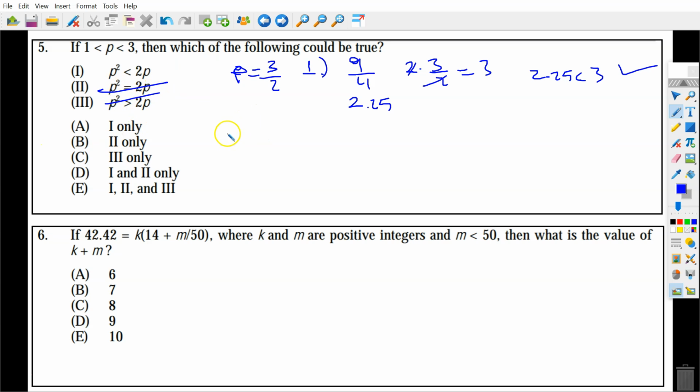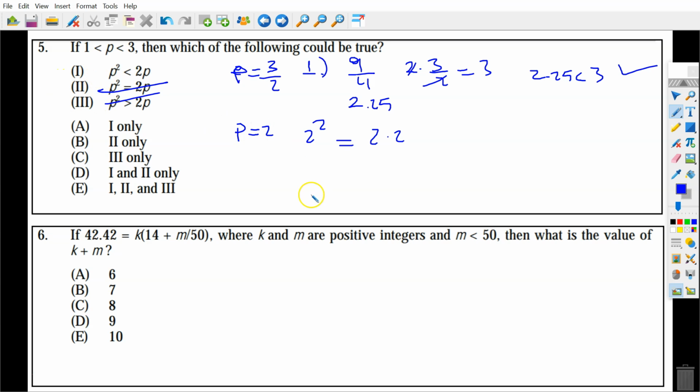Okay, so let's say my number p is equal to 2. What is going to happen? Let's see. If I apply the condition 2 squared and then 2 times 2, 2 squared will be 4 and 2 times 2 will be 4. So there's only one condition that is going to satisfy this situation, which is this equality. So if the number p is equal to 2, it's going to satisfy only the second condition.